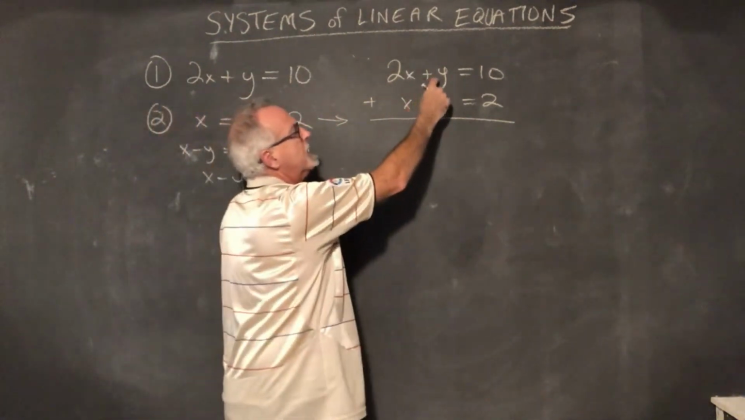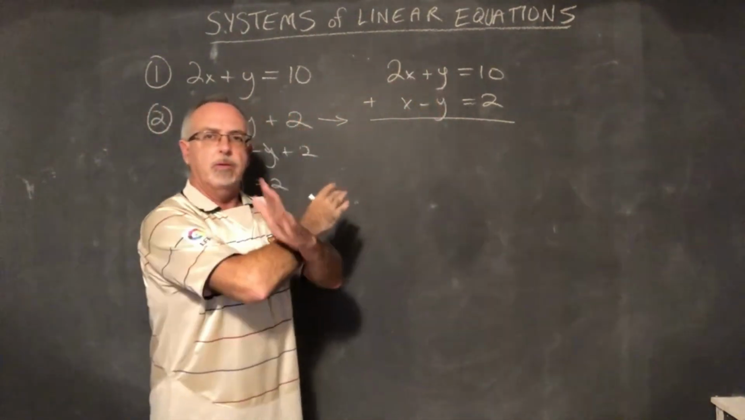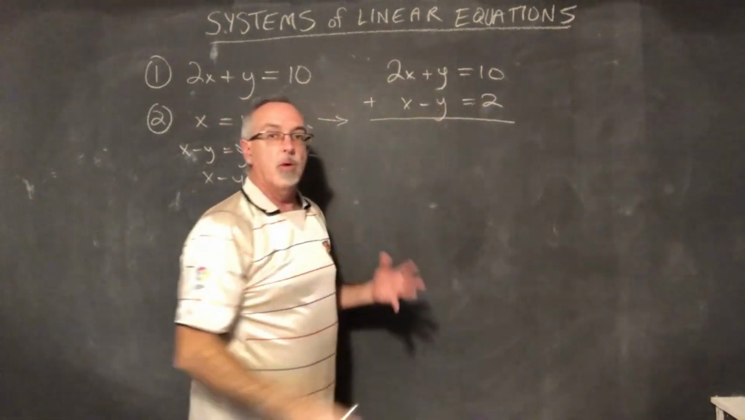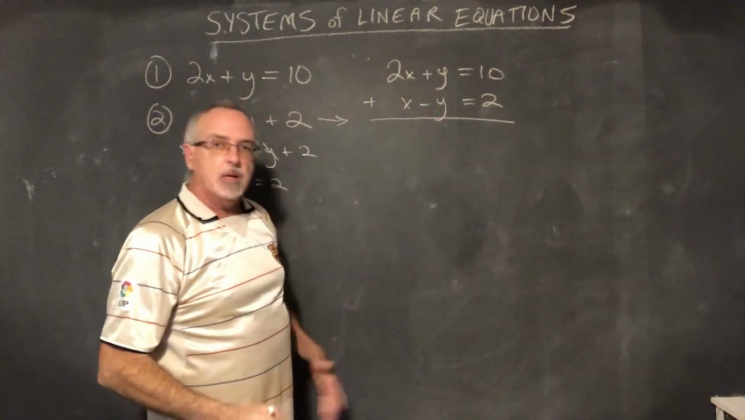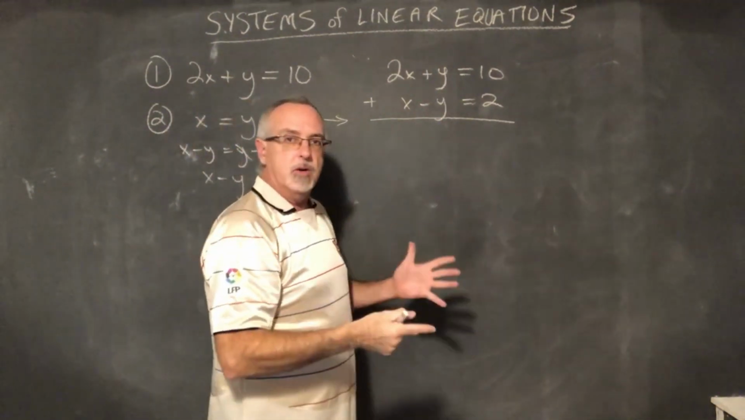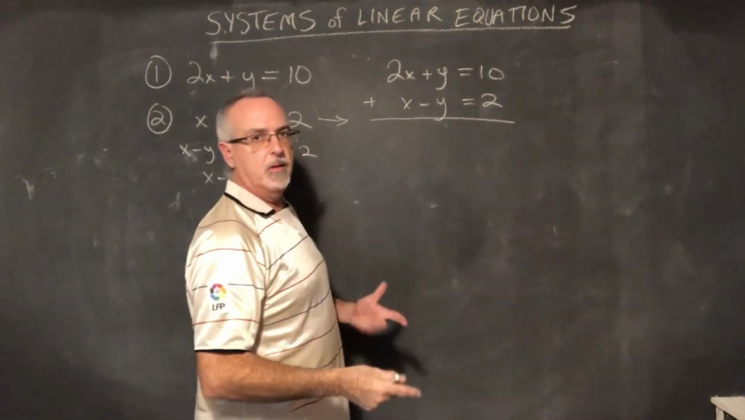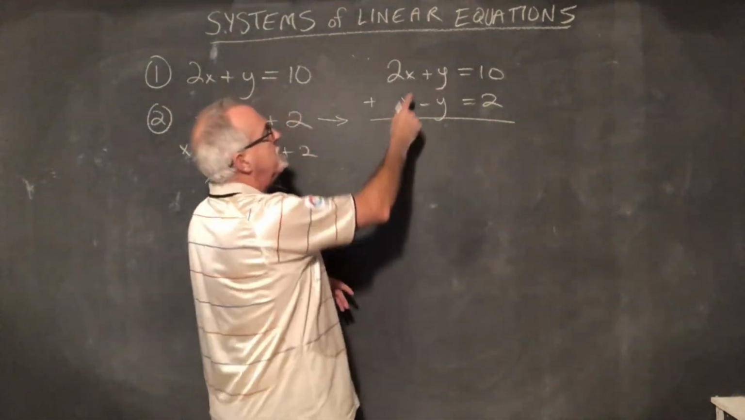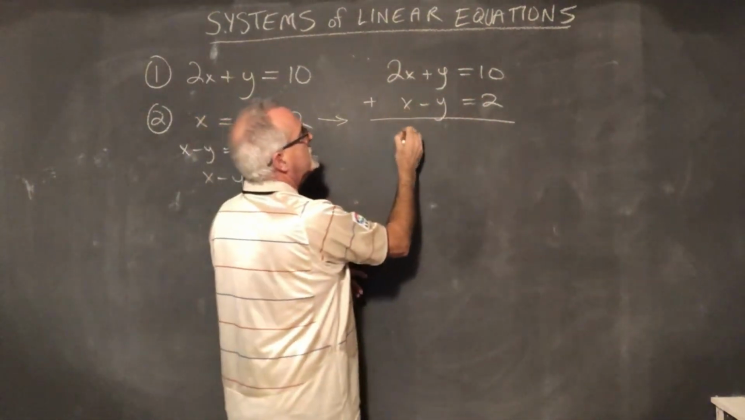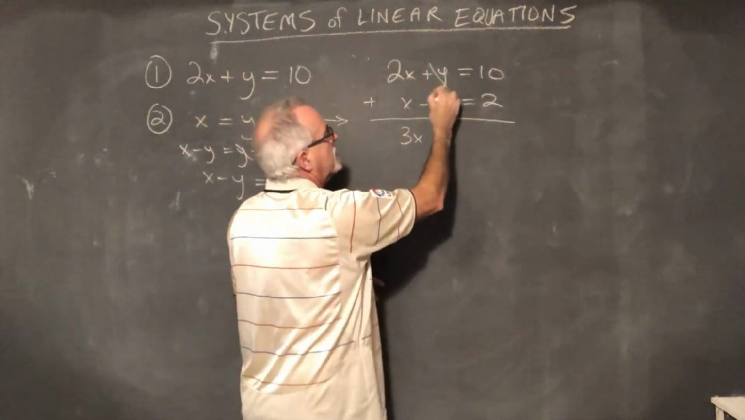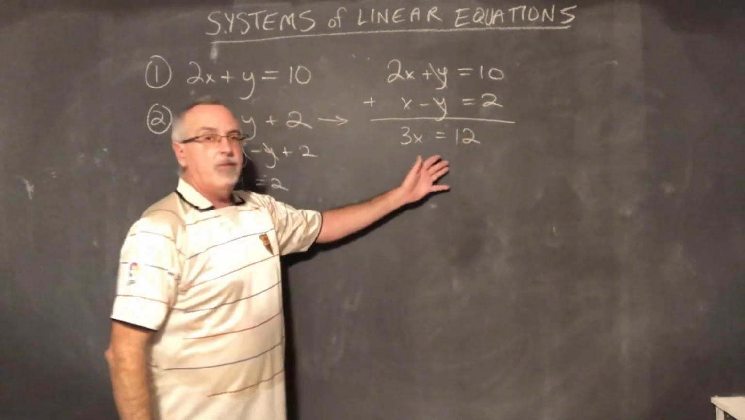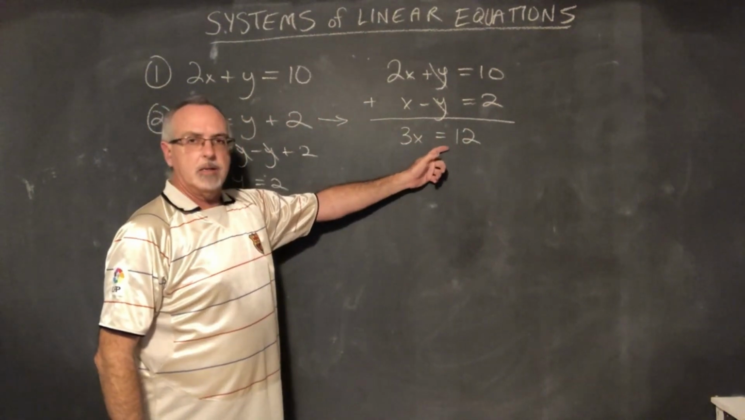You can't always expect any 2 equations you want to find the point where they cross to have a positive y in one equation and a negative y in the other. It happened this time because it's a basic example, but if it's not happening by itself, there are tricks you can do to make it happen, and we'll see that when I do some further examples. But when I add the x's, add the y's, and add the numbers, 2x plus x is equal to 3x. The 2 y's cancel, and 10 plus 2 is equal to 12. I'm very close to figuring out what x is equal to.